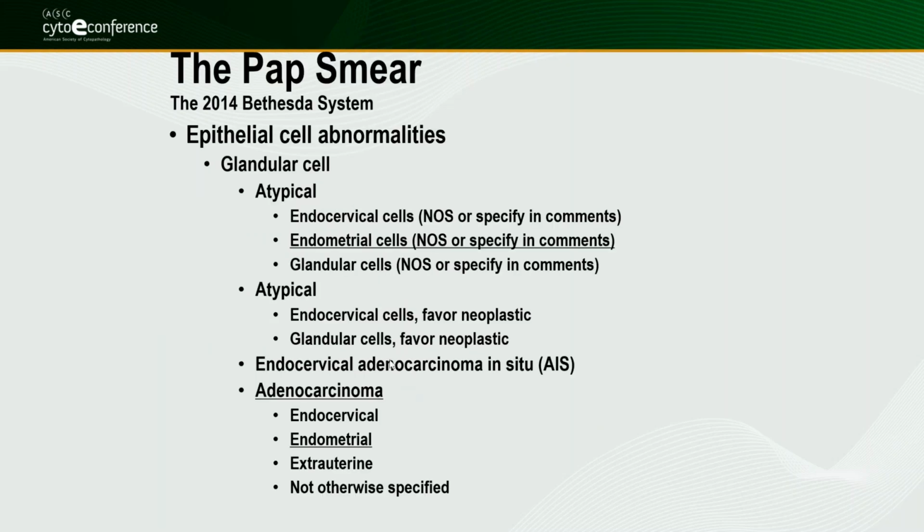And in PAP, it's just two tiers, not like atypical endocervical cells, where you have NOS, favor neoplastic, and AIS. For endometrial cells, we'll have atypical endometrial cells, NOS, and endometrial adenocarcinoma, just two tiers. Just remember that, because sometimes people get confused with the terminology.